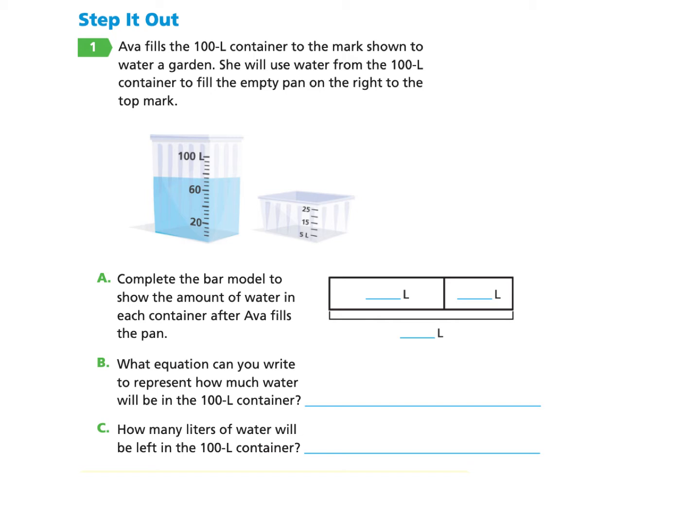Ava fills the 100-liter container to the mark shown to water a garden. She will use water from the 100-liter container to fill the empty pan on the right to the top mark. So we look over here and we see there is water in this container right here. And then we have another container that is empty. And we're noticing that there's some marks up and down both containers. So now we're going to look at the directions, part A, B, and C.